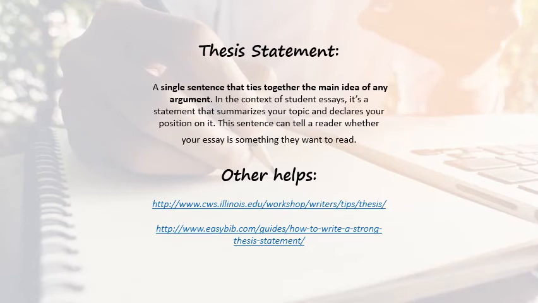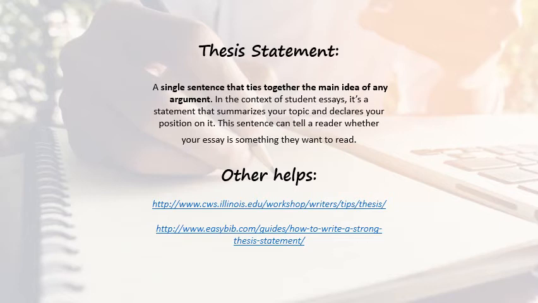What of a thesis statement? So I pull this from an EasyBib guide. You see that web address there. You can find others. You Google how to write a good thesis statement. Purdue OWL, there's University of Illinois, Indiana. A lot of schools have websites that describe a good thesis statement, how to write one.